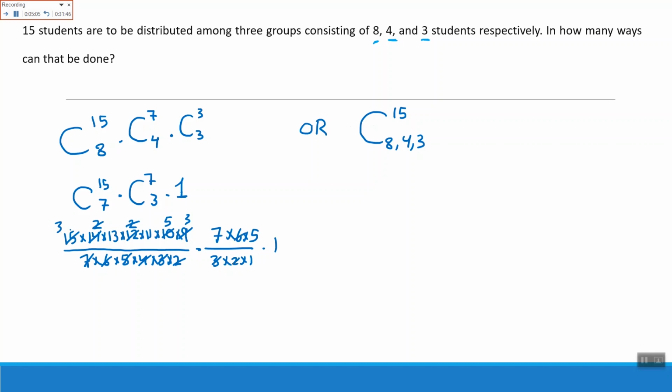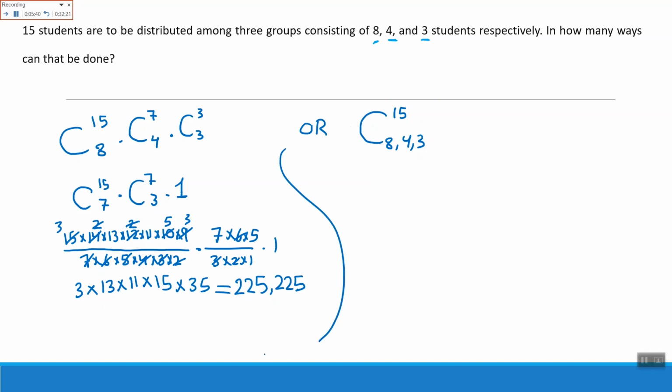So you end up with what? You end up with 3 times 13 times 11 times 15 times 35. And you can use a calculator for this one, honestly. So it's 3 times 13 times 11 times 15 times 35. So I'm going to get 225,225. Okay. So this is one way to answer it.